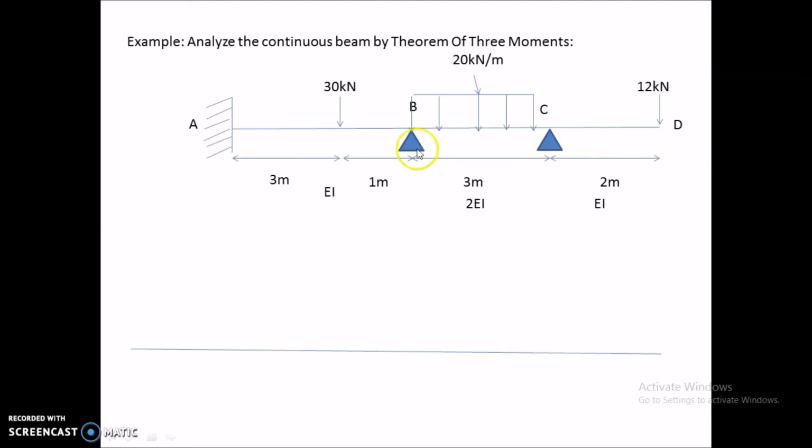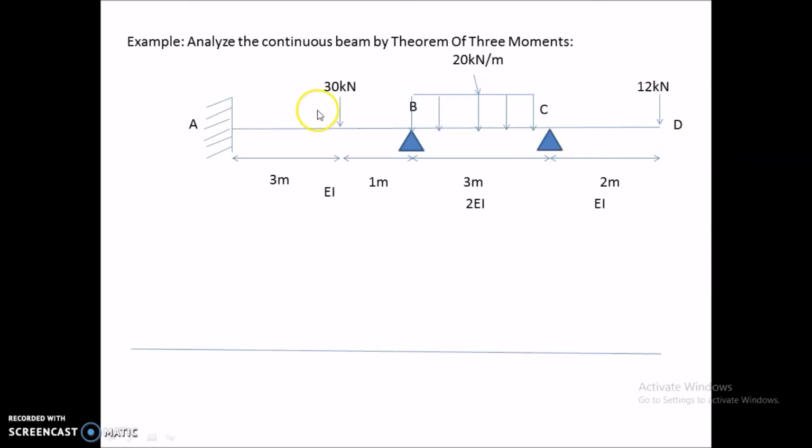The first span AB consists of a fixed support at A and a simple support at B. Coming to span BC, we have two simple supports at B and C. And coming to span CD, we have only one support, at point C, a simple support. And this is a free end.